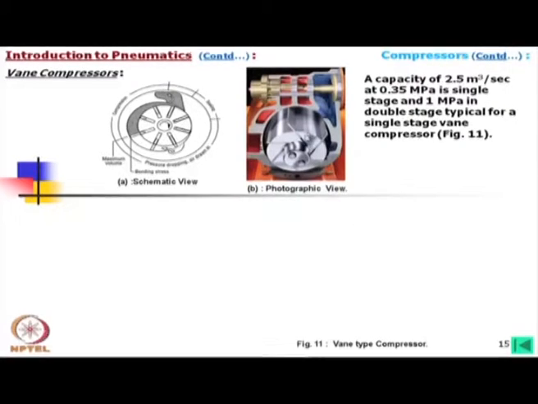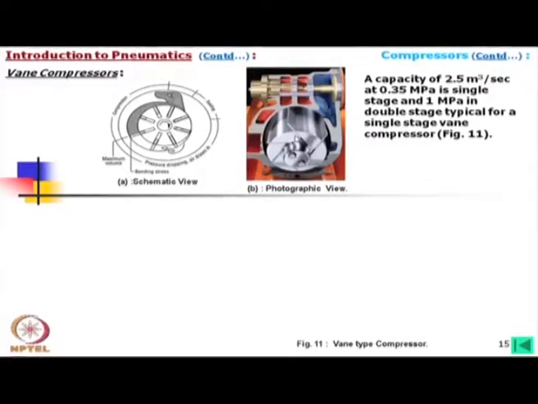Now, if you look into this, these vanes are not placed exactly radial. You will find that they are inclined. This inclination is given like that. For this compressor, you will find it is rotating in this direction, not in this direction, so that it has a better sealing effect.